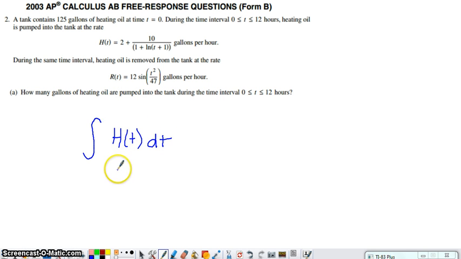So we're going to take h of t, which is measured in gallons per hour, times dt, and dt is measured in the same units as t, hours, so gallons per hour times hours gives us units of gallons on our result. And the number of gallons that this integral represents from t equals 0 to t equals 12 will be how much water has entered the tank over the course of this time frame.